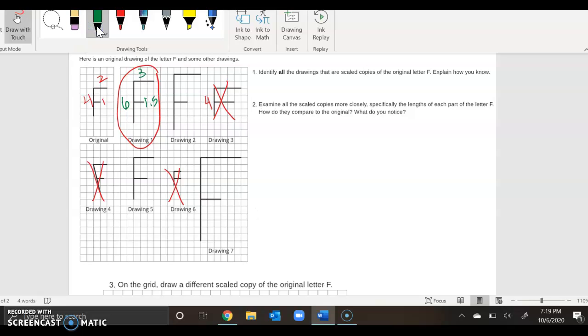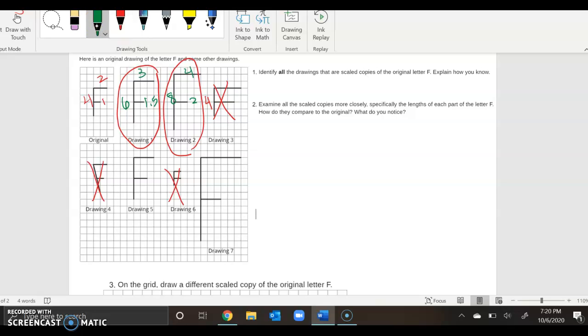Okay? So if we look at drawing 2, this one is 8 units tall, 4 units at the top, and 2 units in the middle. So if I look at my original drawing, originally it was 4 units tall, now it's 8 units tall. It was 2 across the top, now it's 4. It was 1 in the middle, now it's 2. Most students spotted that one pretty easily. That is twice or double the size. 4 times 2 is 8. 2 times 2 is 4. 1 times 2 is 2. So drawing 2 is in fact a scaled copy.